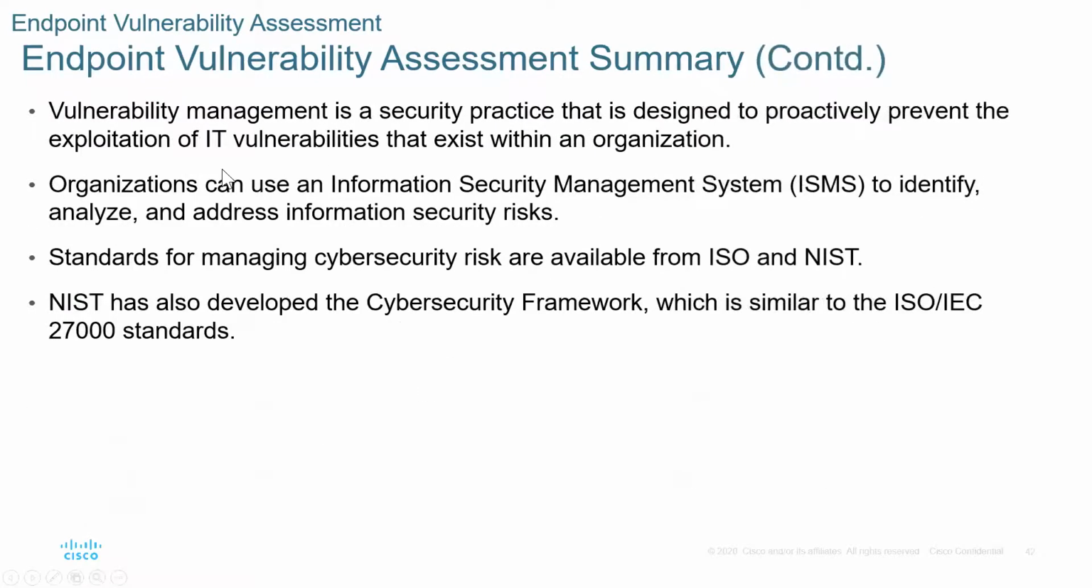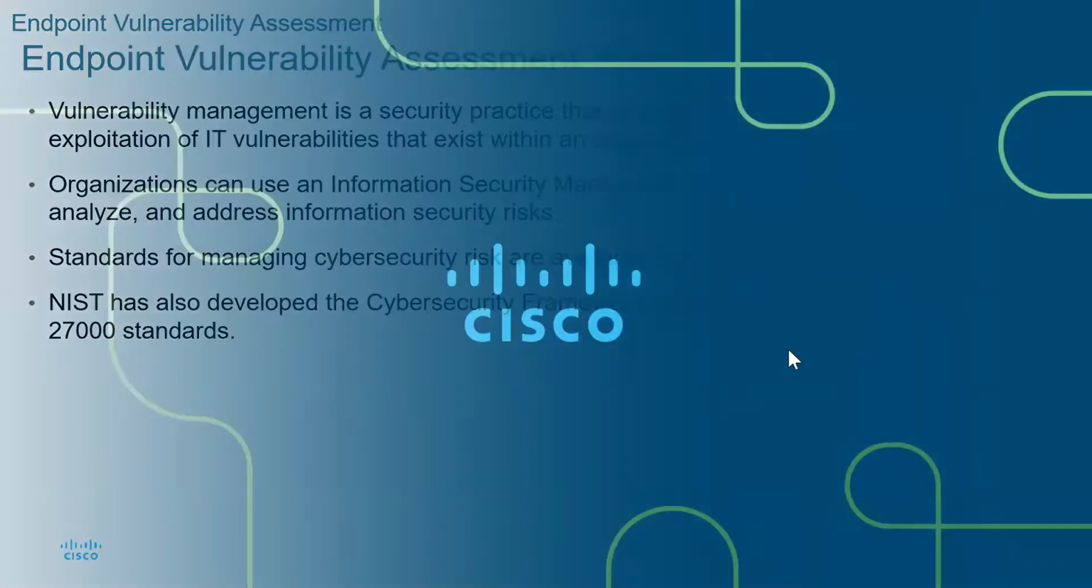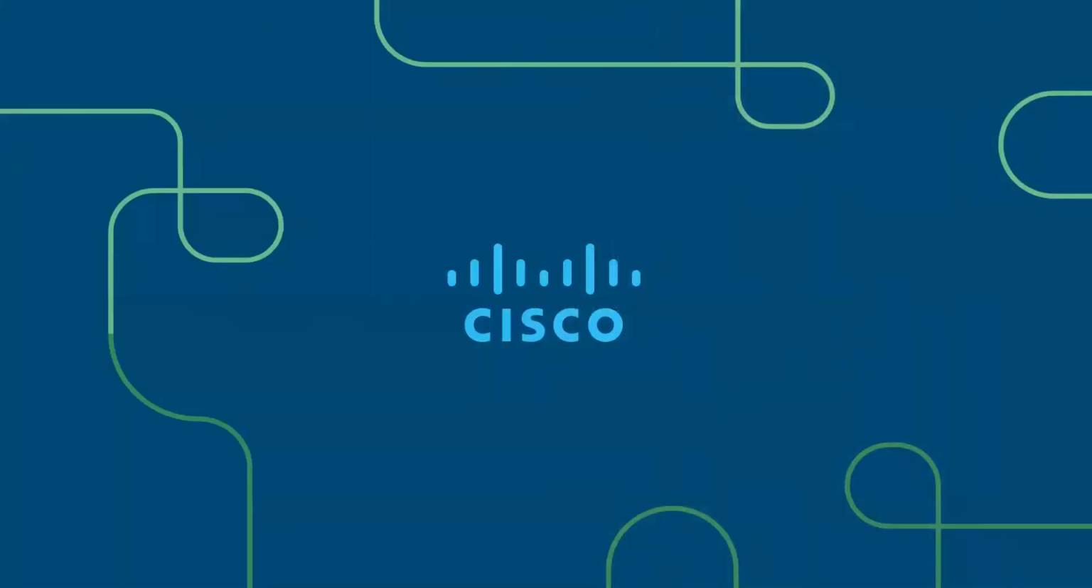When you run through these, you're going to have something like an information security management system, or ISMS, to identify, analyze, and address those security risks. There are standards for cybersecurity risk, which are available from ISO and NIST. Remember, the NIST cybersecurity framework is similar to that ISO 27001. However, the NIST cybersecurity framework is very, very popular today. It's a standard you should be familiar with. All right, that concludes this particular module.